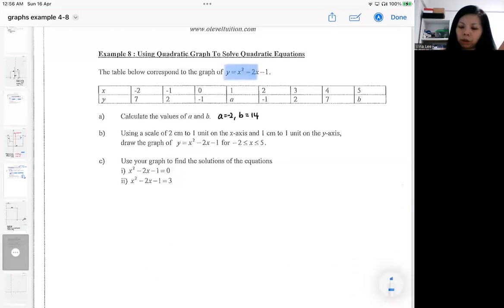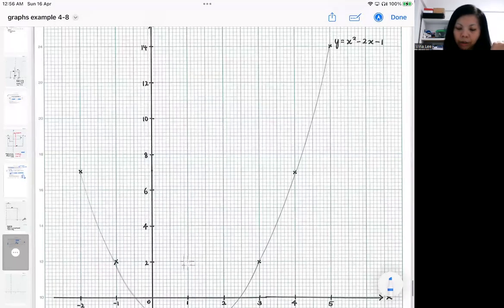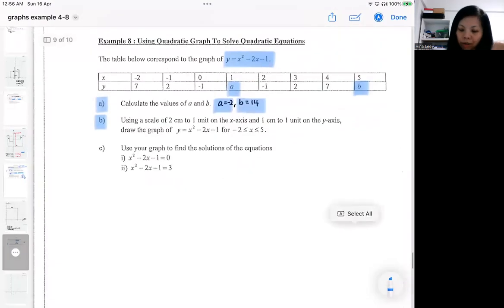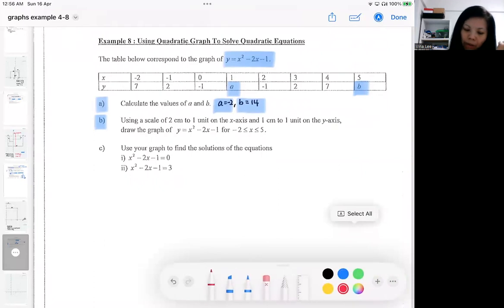So they give you an equation, and your job is to fill up the table. In this case, they ask for two values, so do your own calculation. I don't think it's an issue getting the values. And then you follow the scale and draw them accordingly. So I already drew it here. Okay, so the important thing is on this part.